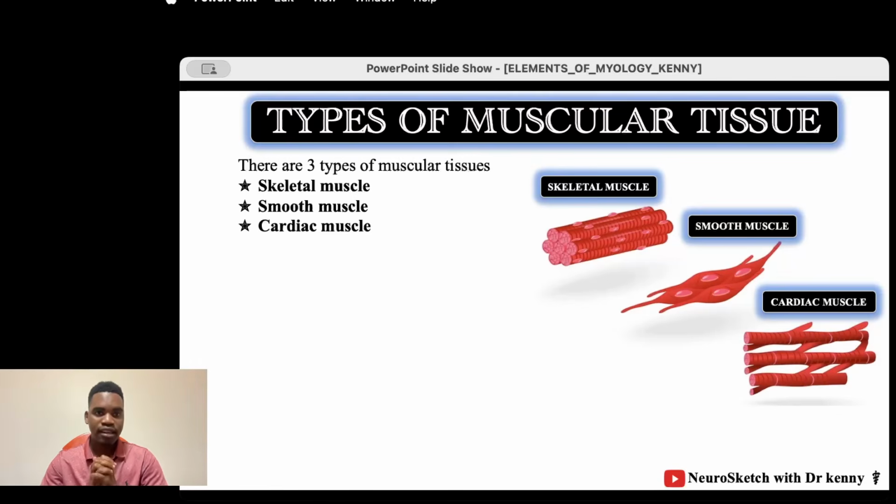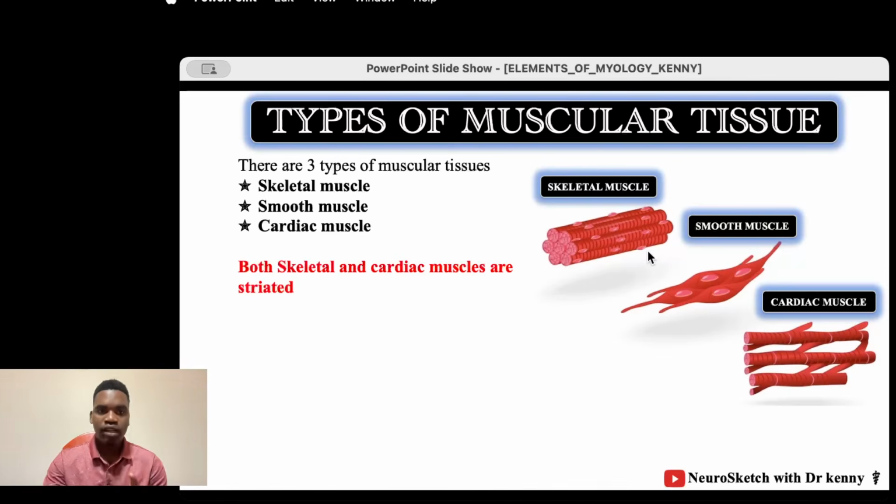We have three basic muscular tissues: skeletal muscle, smooth muscle, and cardiac muscle. You will agree with me that both skeletal muscle and cardiac muscle have striations. If you take a closer look, you see these striations appear under the microscope. This is why they are known as striated muscles. So skeletal muscle and cardiac muscle are known as striated muscle. On the other hand, smooth muscle has no striation, so it's smooth because it has no strips.